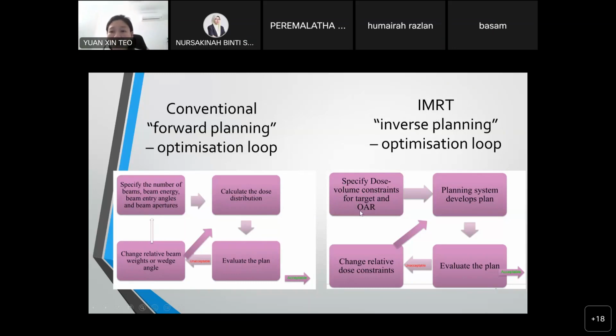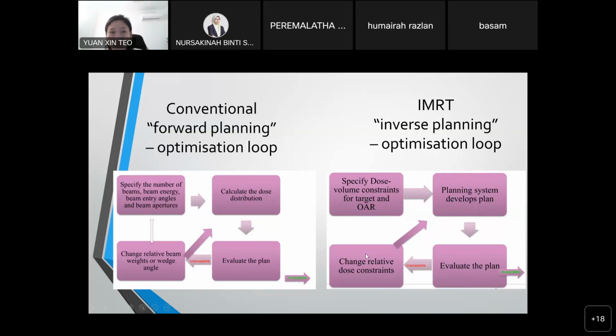We tell the computer, I want target 70 gray, but I want spinal cord maximum dose 45 gray, the eyes 45 gray, and so on. Then the planning system will develop the plan for you. Of course, you still need to put in the beams, how many beams you want, maybe 5 angles. Then you only put in this volume constraint to let the computer work for you. Once it gives you the plan, you will evaluate the plan.